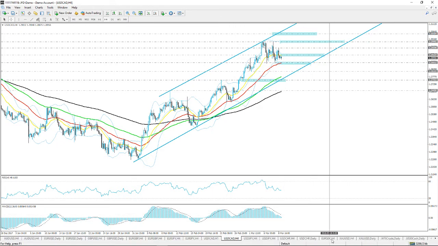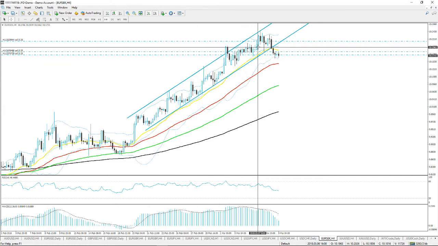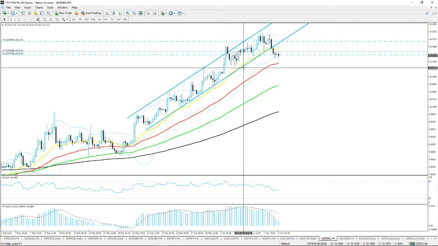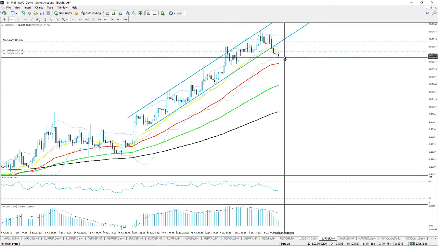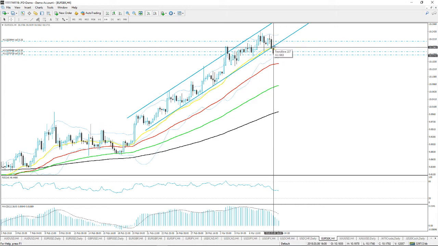Let's have a look at the one exotic one that I really wanted to have a look at, the Euro Swedish crown. Now we can see that it was running in this channel, and now it's broken out of this channel with this weakness that we saw yesterday in the euro. So it pushed it lower.